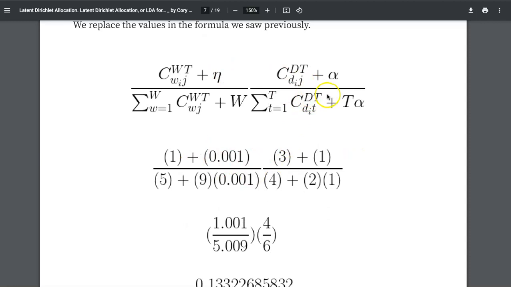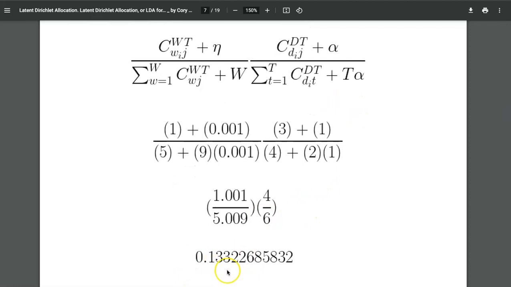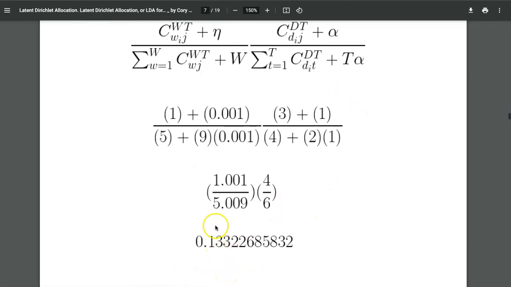So that's why you can use this formula and put in all these values. Eta and alpha values are given, W is the total number of words in the vocabulary in your corpus, T is the number of topics. So all these things are given. Now we will get, okay, 13%. What this probability represents is that the probability of topic class 0 for the word president in document 0 is around 13%.